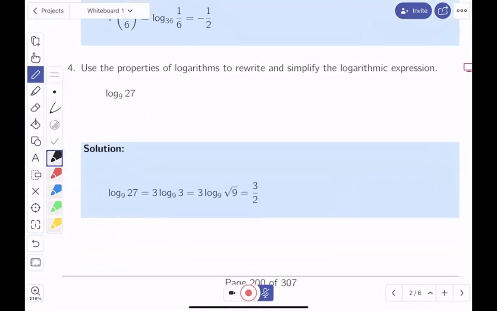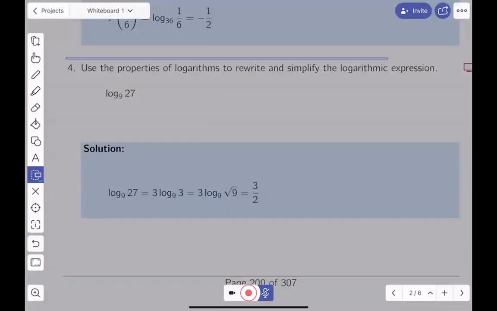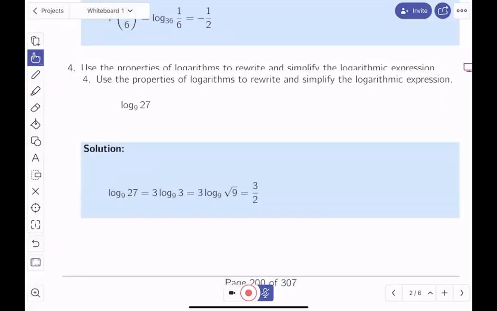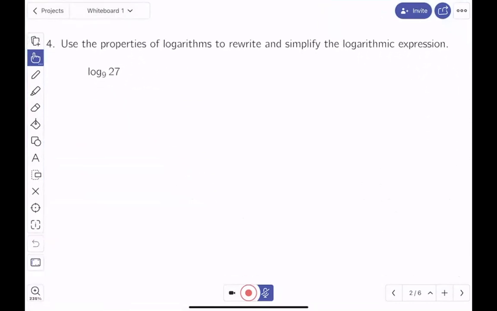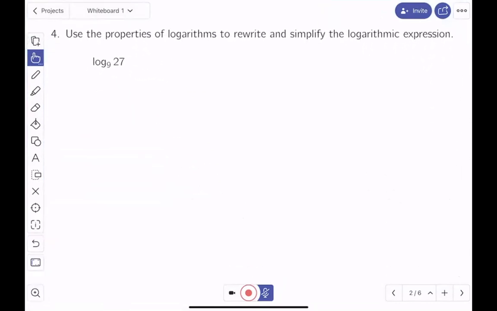And I'll see if I can do that one too. Again, we're trying to learn logs. And what does it say? It says use the property of logarithms to rewrite and simplify the logarithmic expression. See if I can do that.